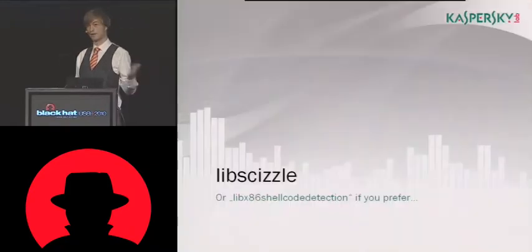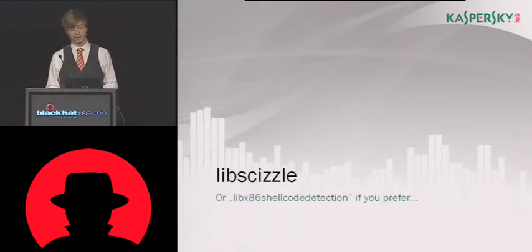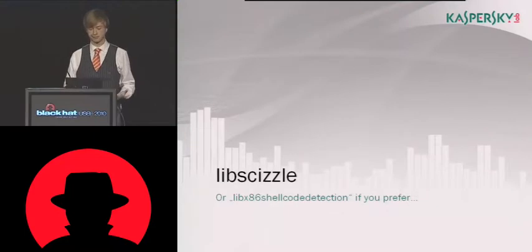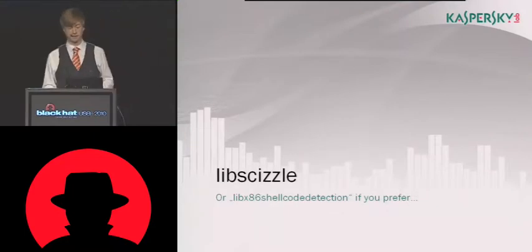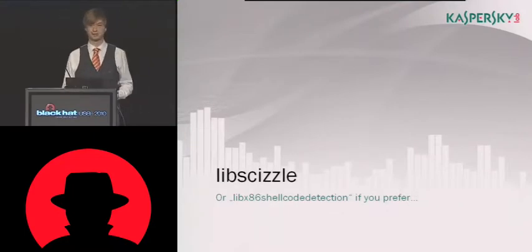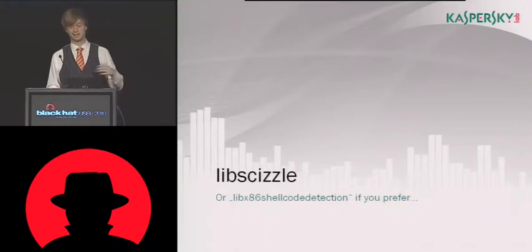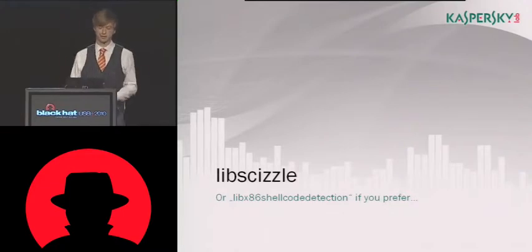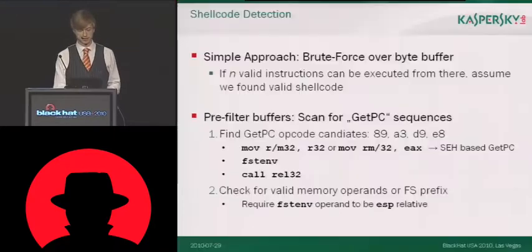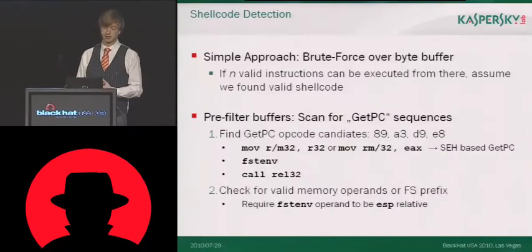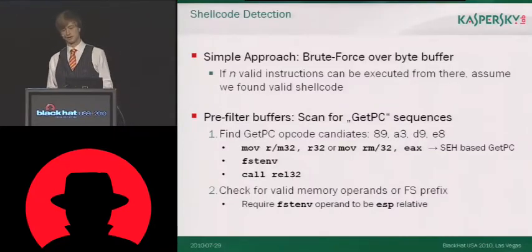One thing I said before: libemu is very nice for shellcode detection and everything, but it's very slow. So I created libsizzle. I could have called it libx86 shellcode detection or whatever, but that's quite long, and names like libshellcode and libsc are already taken, so that's what I decided to name it. So what does it do? It's also for shellcode detection, and it's a very, very simple approach.